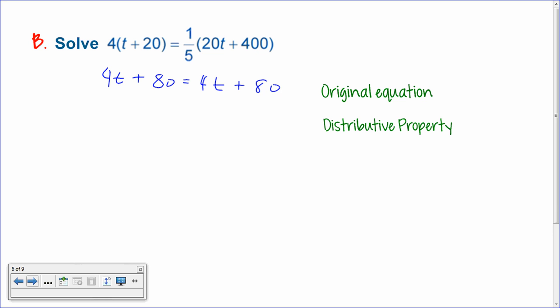Everything's the same, isn't it? Left side's the same as the right side, so what does that mean? Infinite solutions. Means whatever number I put in for t, it's going to be the same on both sides. It's going to be equal to each other. Okay?